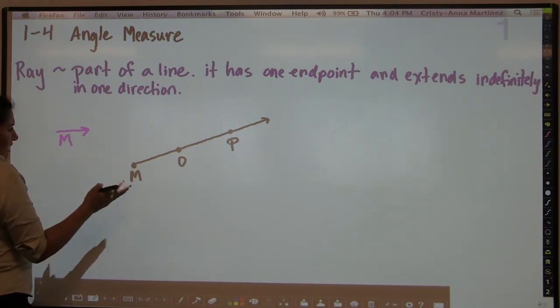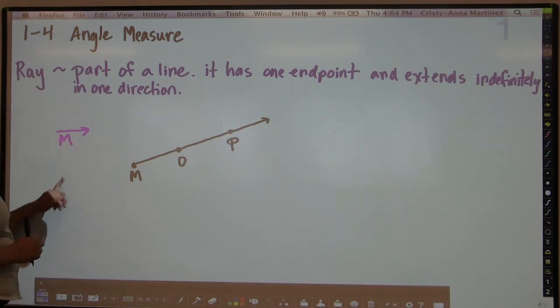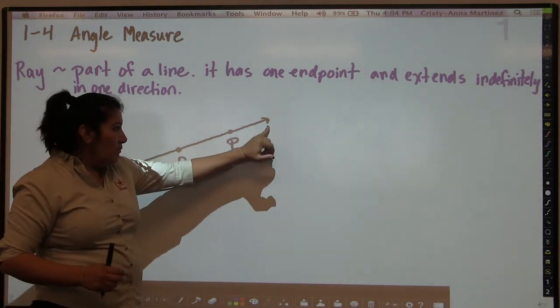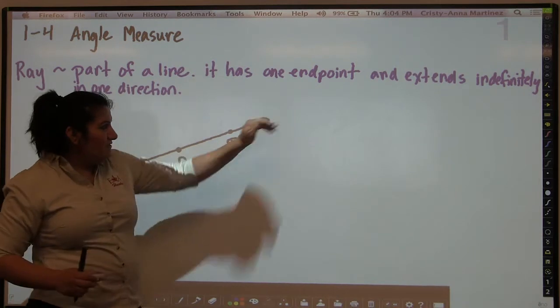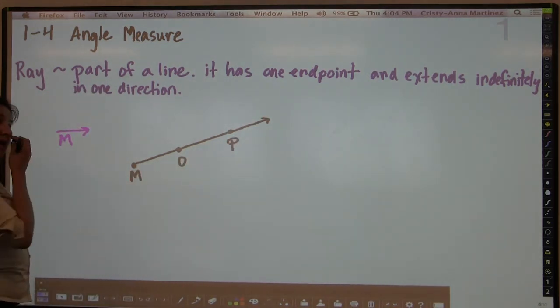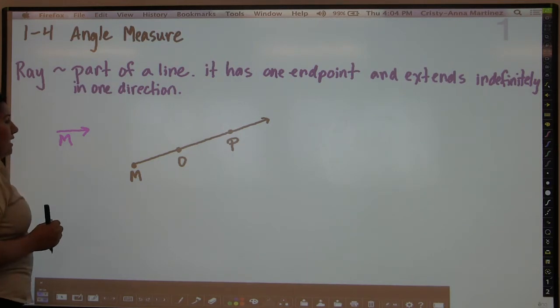So in this particular case, we're going to name this ray, and it's going to start with the letter M because that's the endpoint. Over here we have the arrow indicating this is not the endpoint. This is the part where it's extending indefinitely. And then the second letter, because you only use two letters, is one of the letters that the ray goes through.